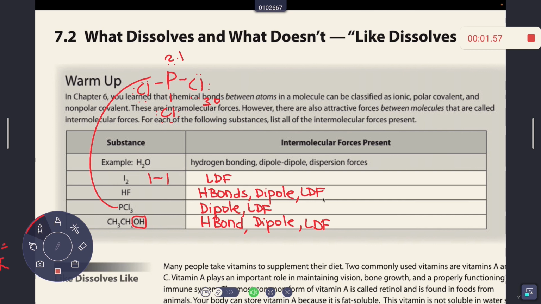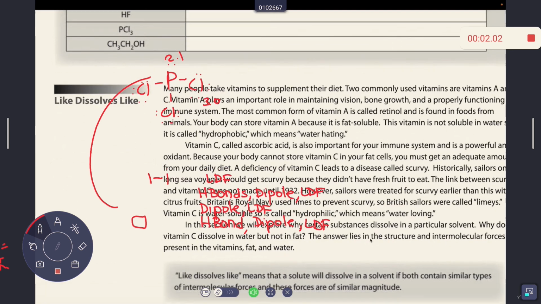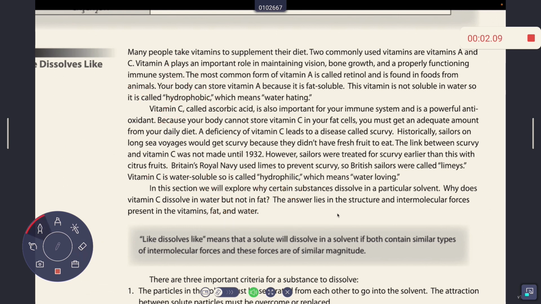Okay. Now, let's talk about the concept like dissolves like. Vitamin A is a fat-soluble vitamin. Vitamin A is actually a non-polar substance, and your fat is also non-polar. Okay, so that's why vitamin A goes into your fat. Now, vitamin A does not like water, so it would be hydrophobic, which means it just hates it.